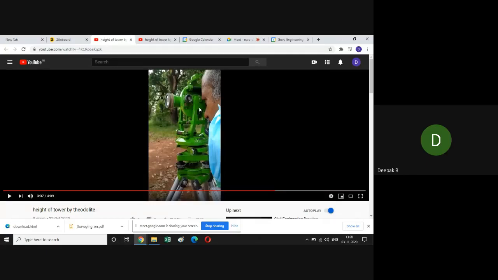So for that we need a horizontal line of sight. For that reason, we are going to bring the telescope back to the horizontal position. For that, what you need to do is make the vernier C 0 degree, 0 minute, 0 seconds. That is what the surveyor is doing now. He is making the telescope horizontal.